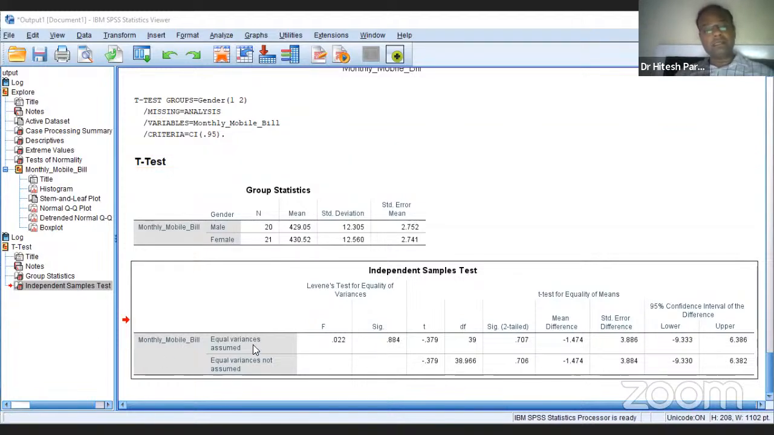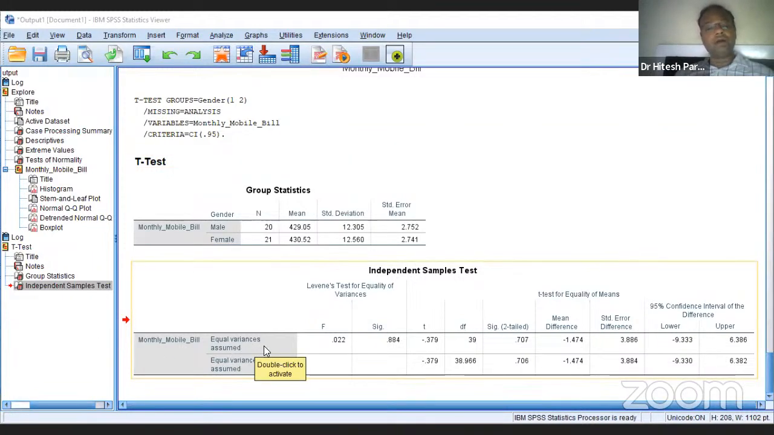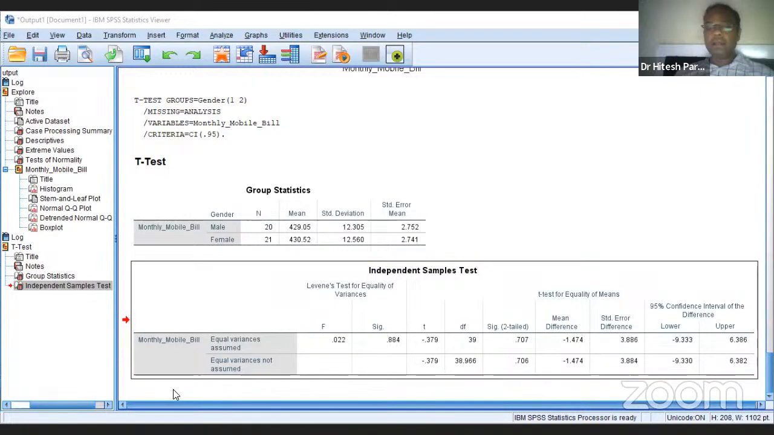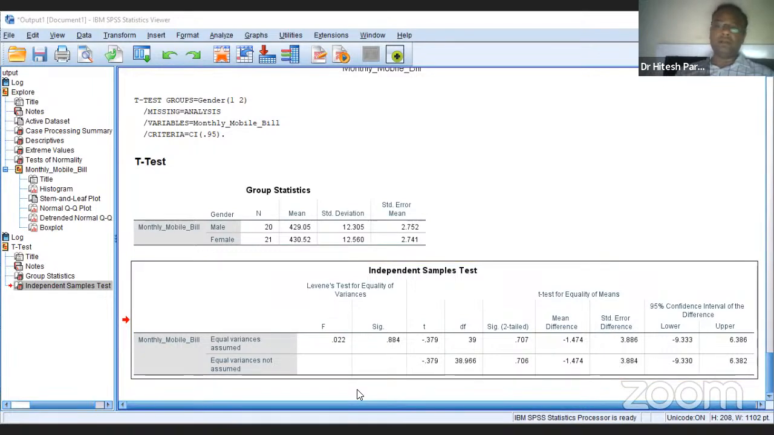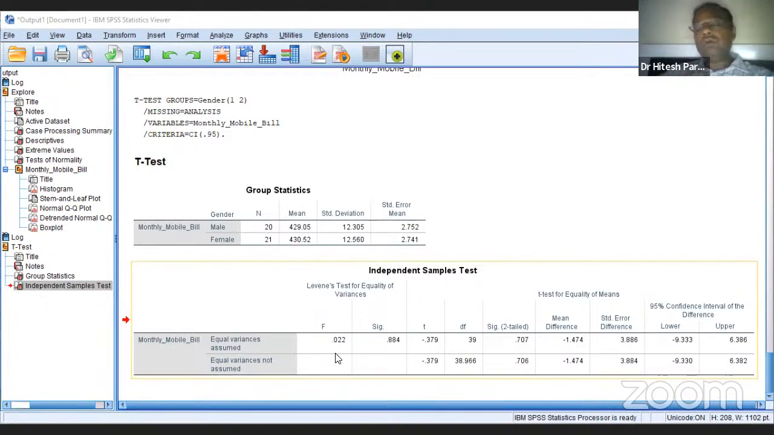So that is the reason for the t-test giving us two different results. Result number 1 is for equal variance assumed, and result number 2 is for equal variance not assumed. These are the two different results available, right? Now, which one do we need to follow?